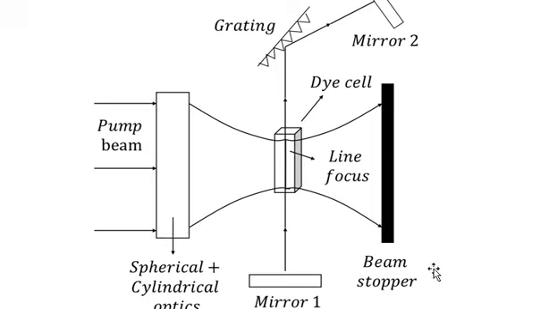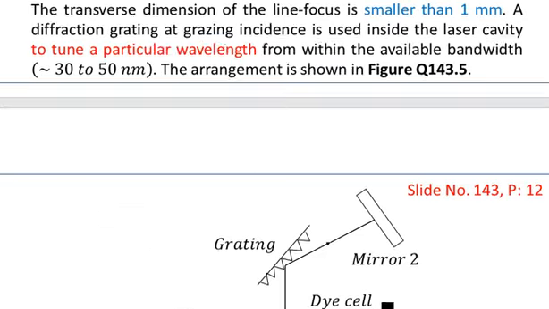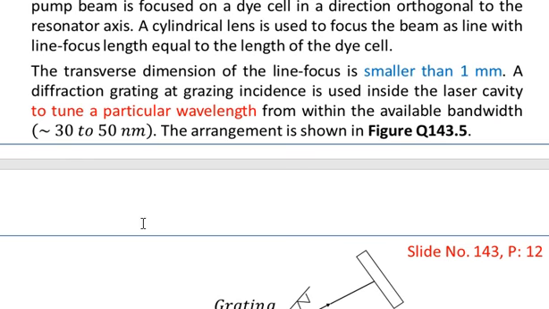And then you see that you have mirror one, which is the cavity mirror of the laser system. And then you have mirror two, which is the second cavity mirror of the laser system. You can use mirror number two as a tuning mirror so that you can select a wavelength of your choice from the laser system. So you see that many wavelengths could operate in the laser system.